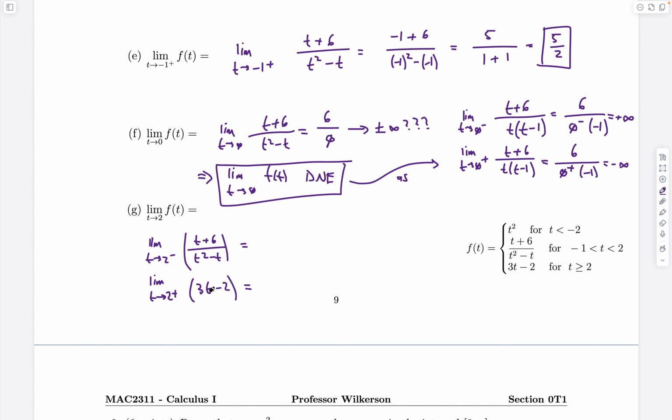I'm already here. 3 times 2 would be 6. 6 minus 2 would be 4. If I plug in the top, 2 plus 6 would be 8 over 2 squared, 4. 4 minus 2 would be 2. 8 over 2 is also 4. So look at that. I get 4 on both sides. Therefore, the limit as t approaches 2 of my function f of t would also be 4, right? We get the two-sided limit. Both sides were 4, so our two-sided limit is 4.